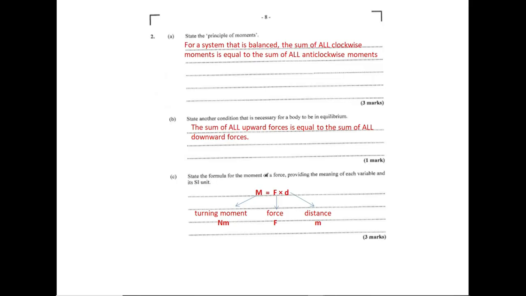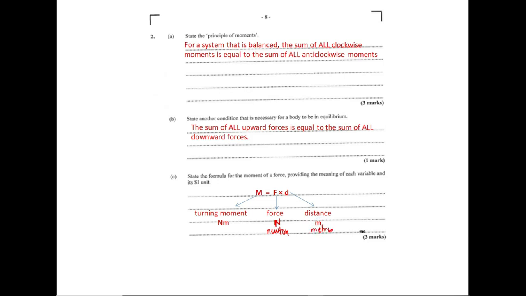Now then it says state the formula for the moment of a force, providing the meaning of each variable and its SI units. So it will be M equal to F times D. M represents turning moment, which has a unit of Newton meters, because force has a unit of N. That's my bad right there. It should be N, and this, well, it's newtons. So N represents newtons, or Newton, and then distance, which is in meters.